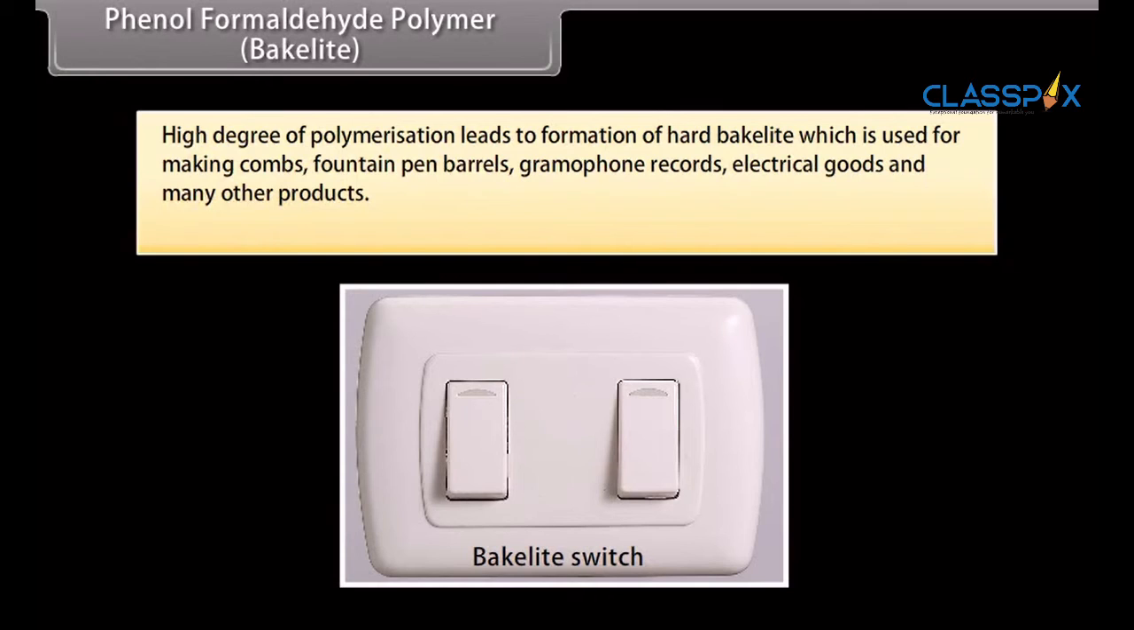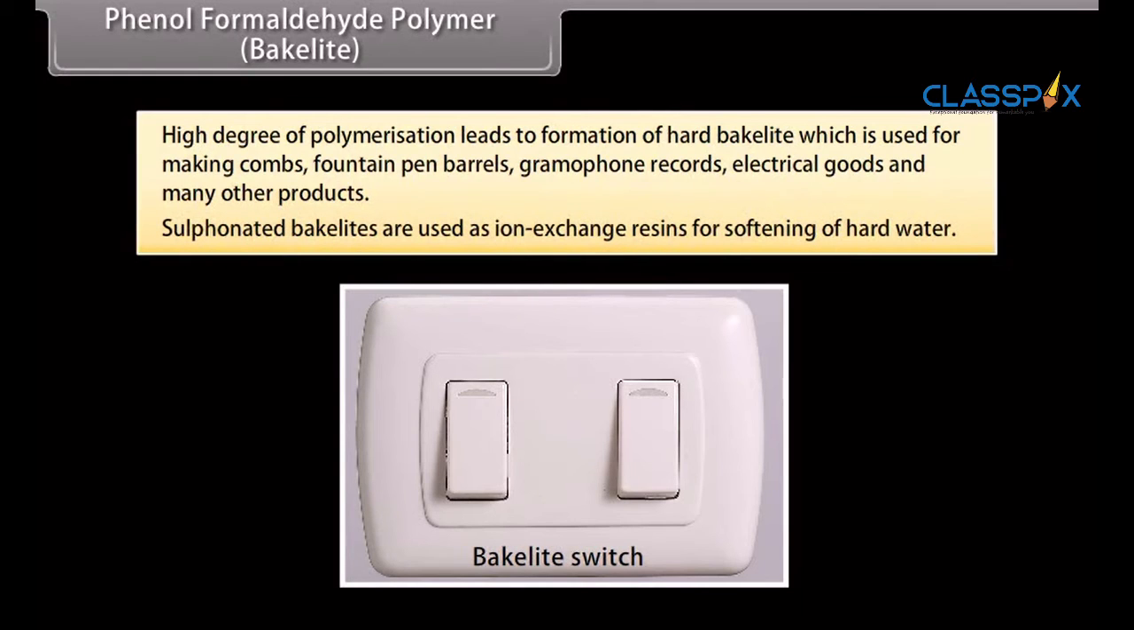varnishes and lacquers. High degree of polymerization leads to formation of hard bakelite, which is used for making combs, fountain pen barrels, gramophone records, electrical goods, and many other products. Sulfonated bakelites are used as ion exchange resins for softening of hard water.